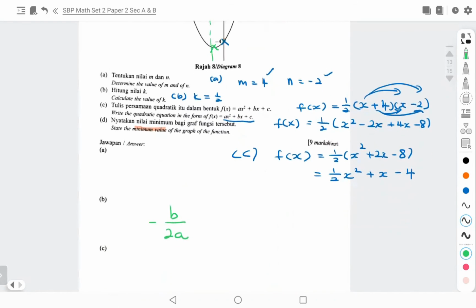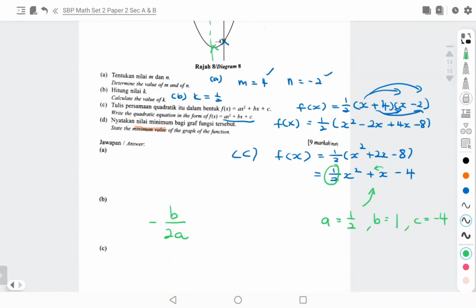Okay, then we have to use this formula, negative b over 2a. So what is b, what is a? Then you refer to your general quadratic function. b is the number in front of x. So I write here, a equal to 1 over 2, b is 1, c is -4.